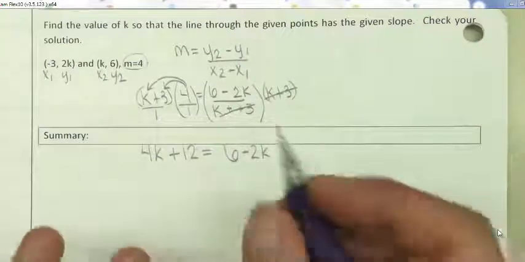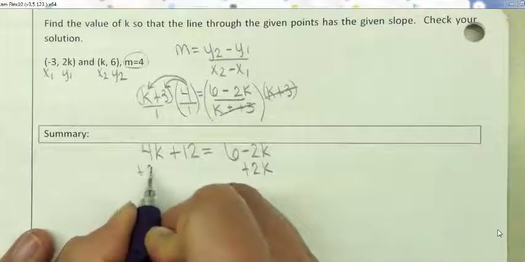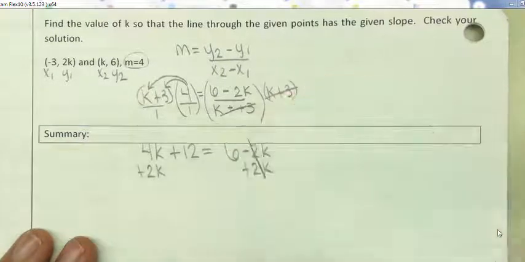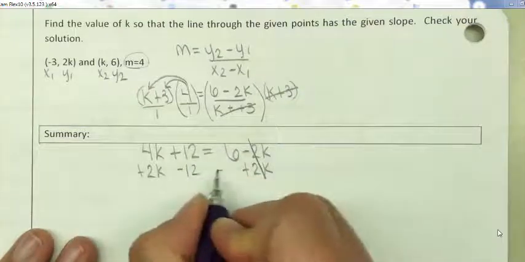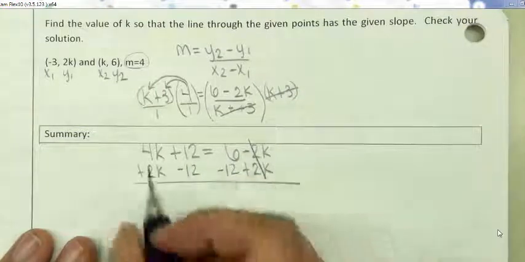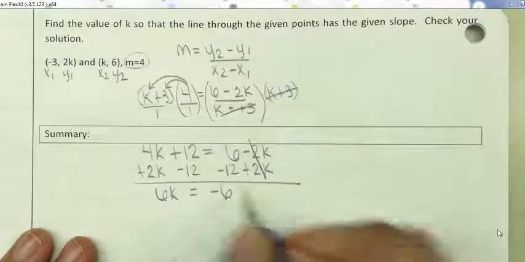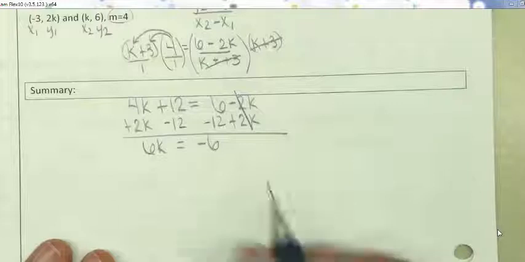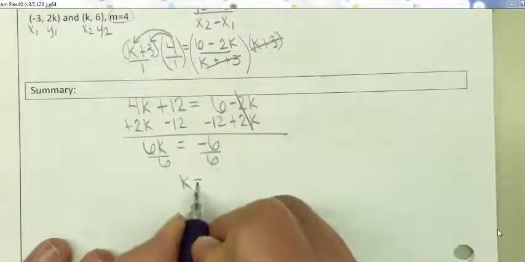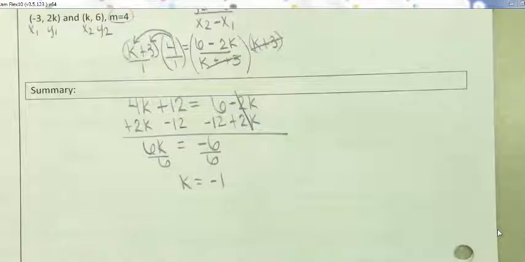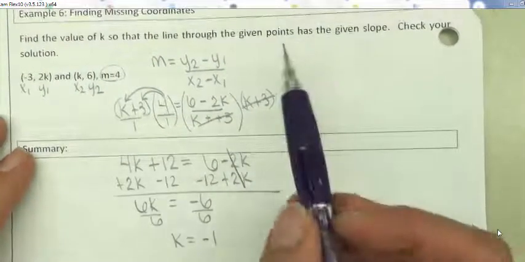Now I'm going to solve. So I'm going to get all my k's on one side. So the k's here are gone. And now I'm going to get my 12 over to that other side. So I get 6k is equal to negative 6. Or k, let's see if I divide both sides by 6. k is equal to negative 1. Okay, so let's see. Let's go back to this.